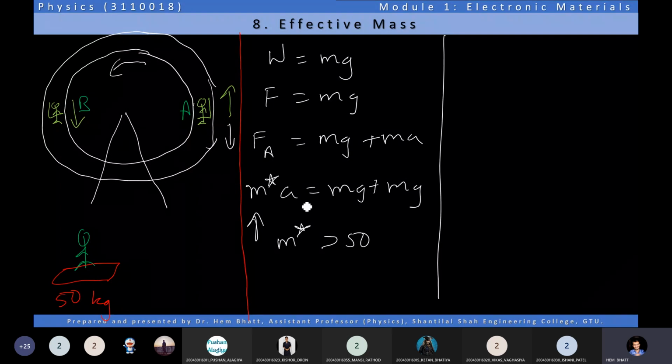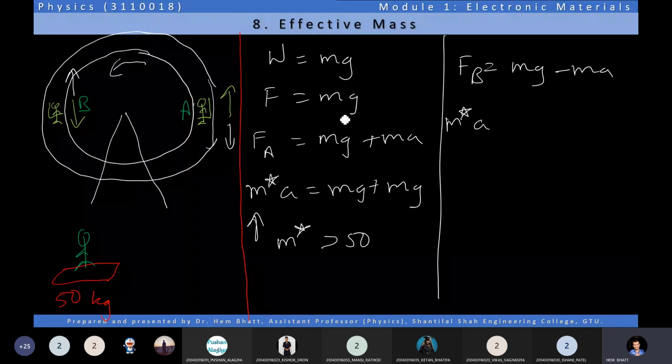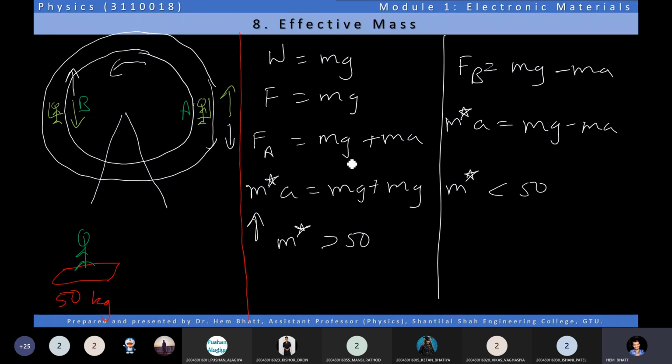Okay, and if I talk about situation B, what happens there? You are going down, so the pseudo force will be upward. The pseudo force acts upward, so it becomes mg minus ma. So there if I calculate your effective mass, it will be less than 50. So this mass which varies depending on your situation is your effective mass. And why did this happen? Because there is one more force acting other than gravity.